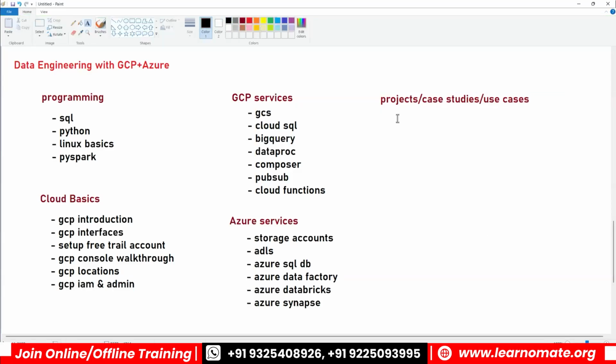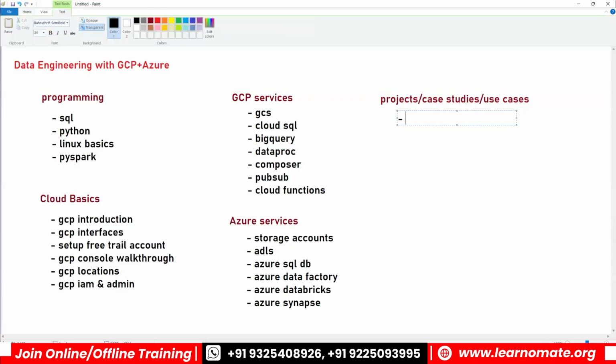First thing, in Cloud SQL, we are going to see one data migration project. In Cloud SQL, guys. So when we are learning Cloud SQL, we will also learn how we do database migration. That's one thing. And second thing, in BigQuery, we are going to see two case studies.